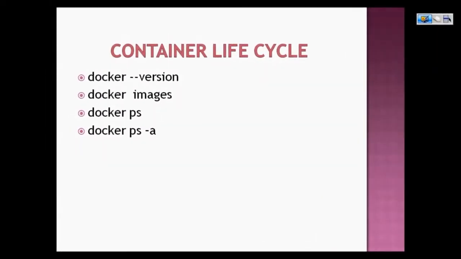In this session, we'll see container lifecycle, like starting a container, stopping a container, getting attached to a container, detaching from a container, and so on. Before we get into those commands, let us see the most basic commands like docker version, which will give you the version of your Docker on the Docker host, docker images, the list of the images in your Docker host, docker ps, list of the running containers, docker ps -a, it will list the containers including active and inactive containers. Let us see these commands.